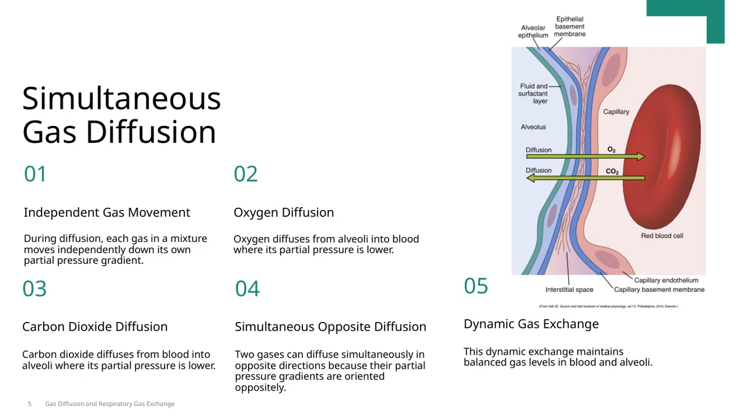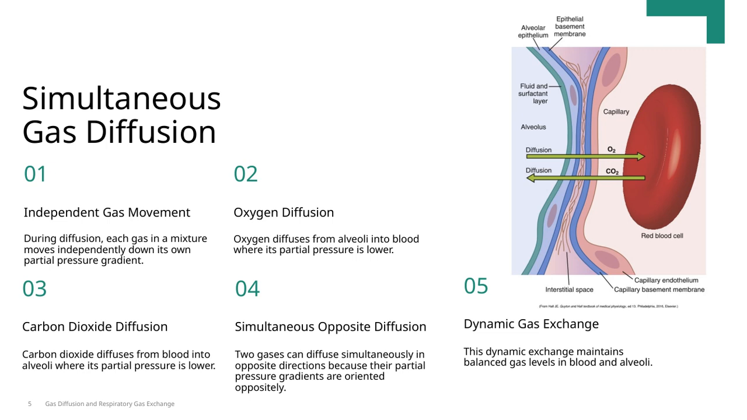Let's take a closer look at gas diffusion and respiratory gas exchange. This process is essential for maintaining balanced gas levels in both the blood and alveoli. It's a dynamic exchange, meaning it's constantly happening to keep everything in equilibrium. Now, what's particularly interesting is that two gases can diffuse at the same time, but in opposite directions. This occurs because their partial pressure gradients are oriented in opposite ways.